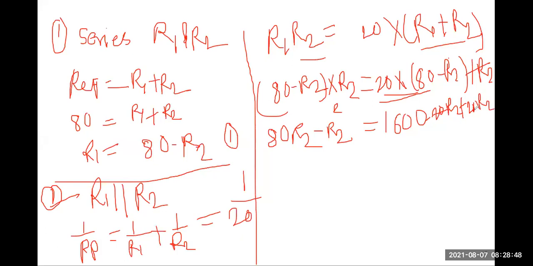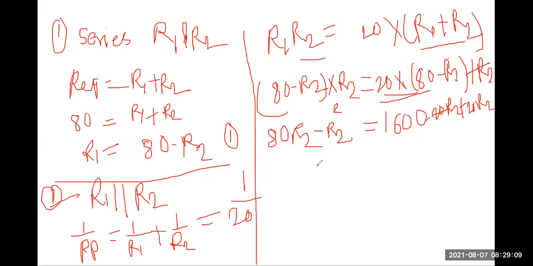Getting it? Yes or no? Do all of you understand what is going on? Yes, sir. Then we'll get here this: 80 R2 square minus R2 is equal to 1600.